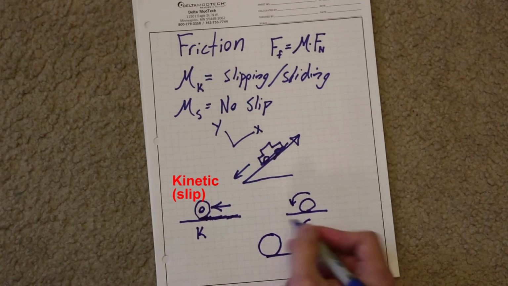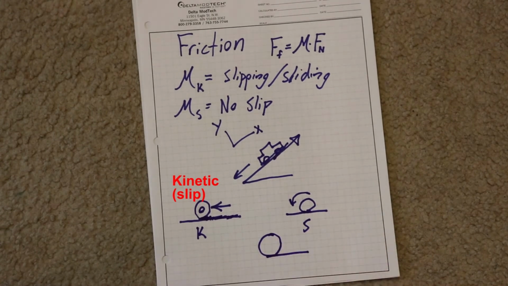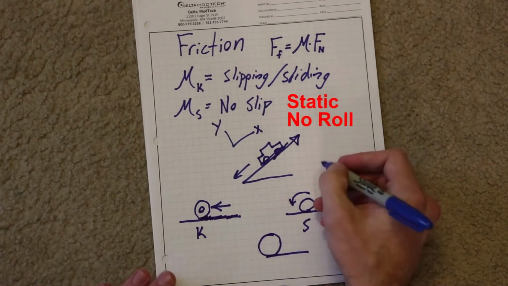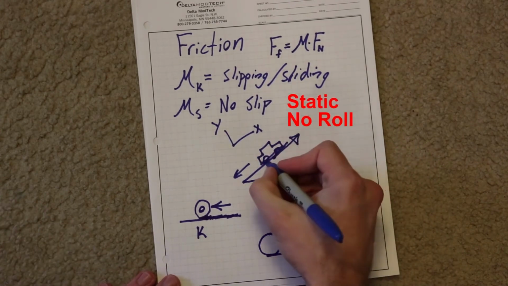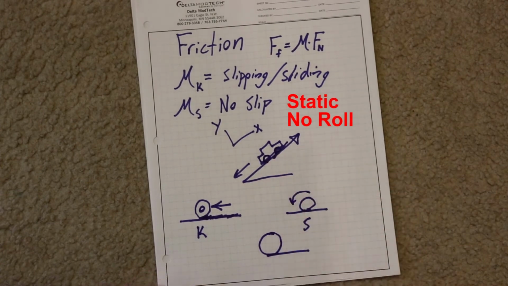It just keeps turning. Additionally, you'd use the static one if it was not turning at all and it's just on this incline, the wheels aren't turning and it's not skidding. Then we'd also use static because it's not moving.